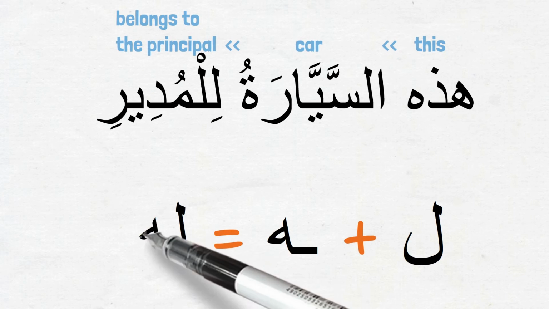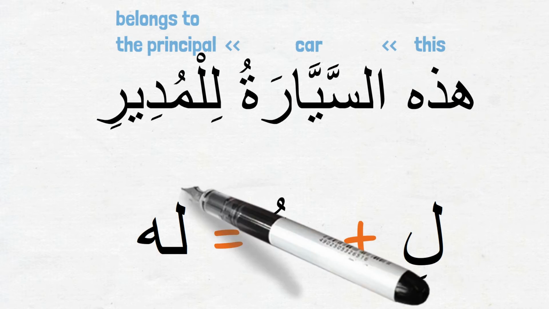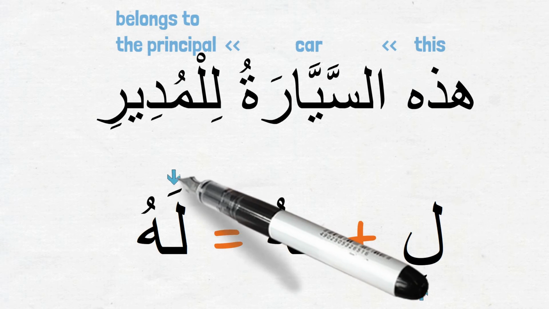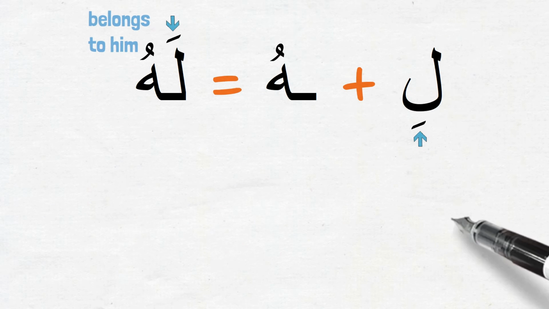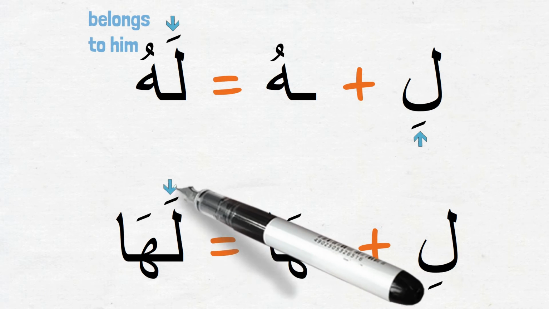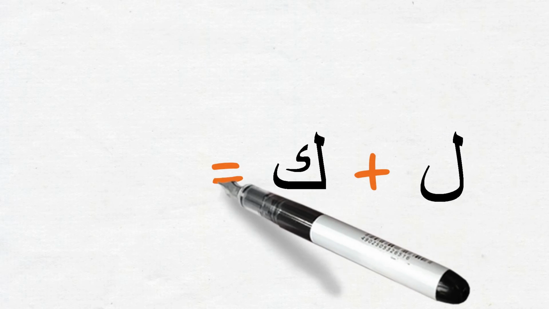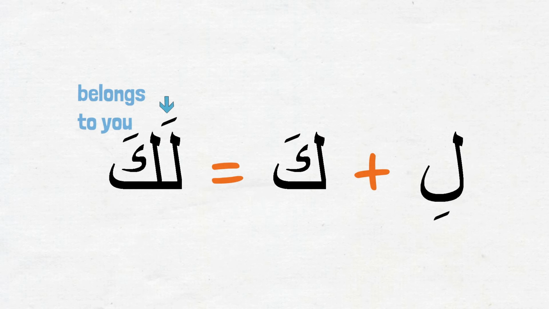When coming with ضمير متصل, the حرف لي undergoes a small change. If I add the ضمير هو to لي, it becomes له. So the kasra of لي becomes فتحة. له means belongs to him. Similarly, if I add the ضمير ها to لي, it will become لها, belongs to her. And if I add ka to لي, it will be لك, belongs to you.